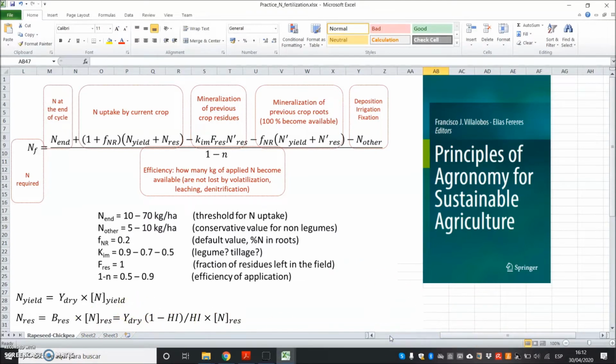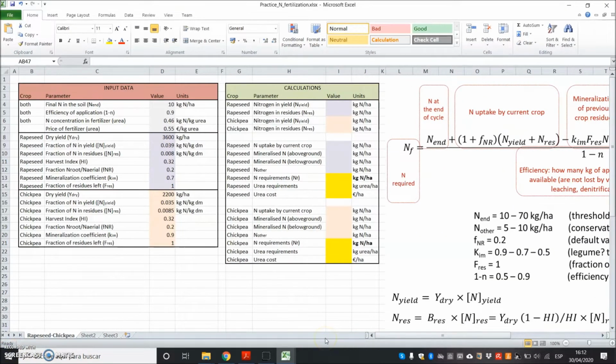Let's see an example. Here we are going to consider a crop rotation of rapeseed, an annual crop, and chickpea, a legume. This table shows the input data that we need to implement the equation. We have some common inputs for the two crops. So for instance, we will be considering that the residual nitrogen will be 10 kilograms of nitrogen per hectare.